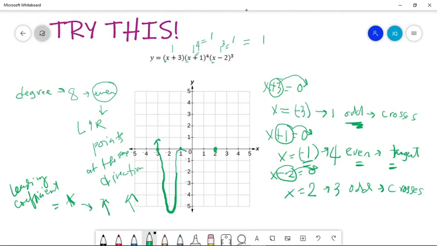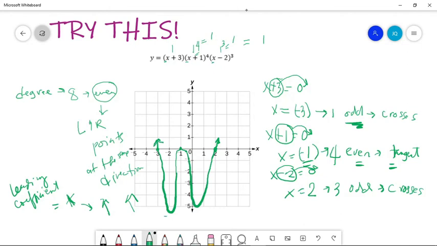And then next is negative 2. That's odd, so it crosses. But before that, there are points in between. So, of course, it goes down. Then it goes up. Since it crosses, that's it. So this is how our graph looks like.